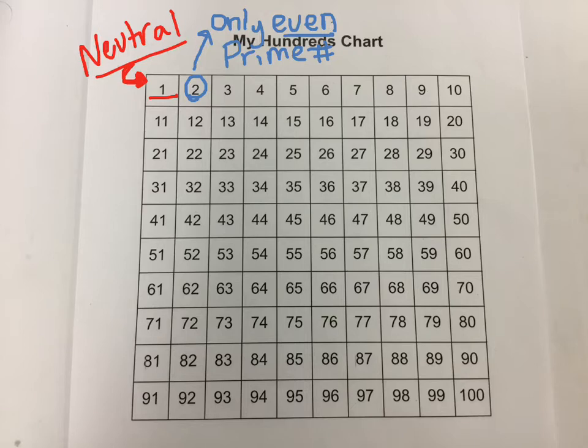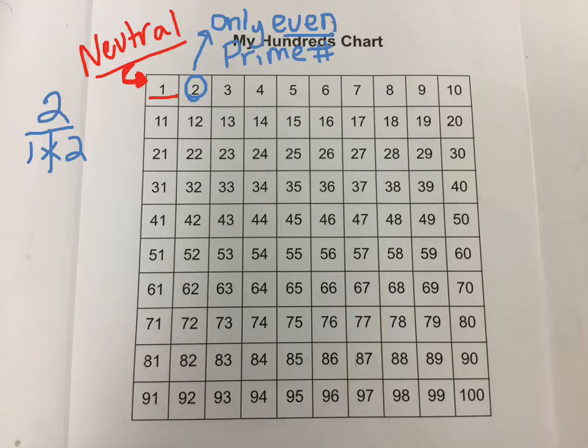I've marked the number 2 as being our only even prime number, because the only way to get 2 is 1 times 2. So 2 only has 2 factors, so therefore 2 is prime.